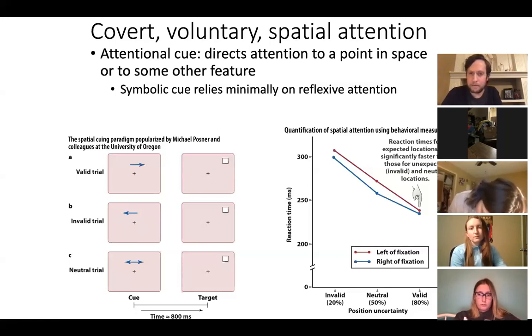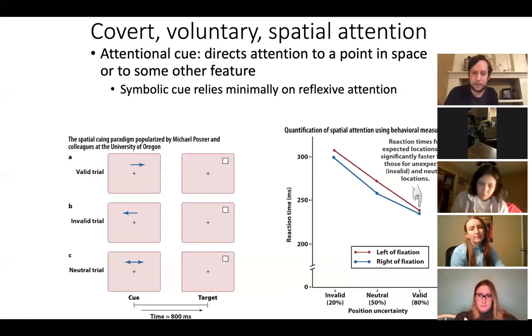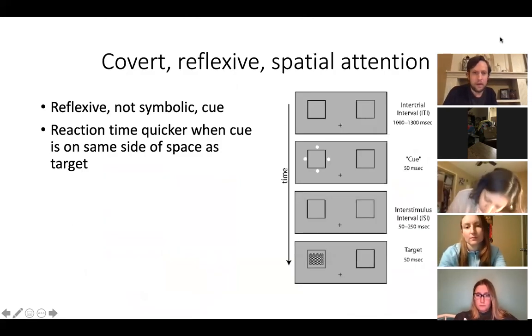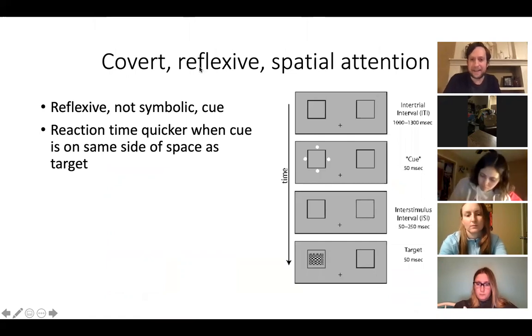This is an example of voluntary attention because you have a symbolic cue, which you can interpret the meaning of, and then use your free will to deploy your attention to the left or right, however you see fit based on how you interpret the meaning of that arrow, the attentional cue. Voluntary attention. Contrasting that with reflexive or automatic attention.